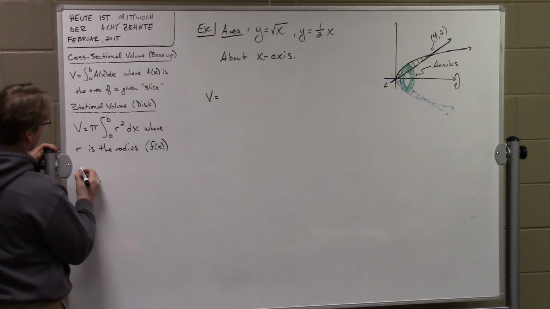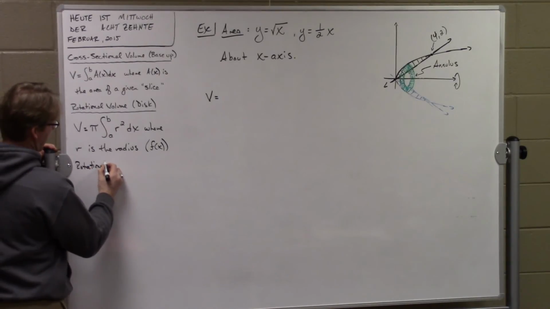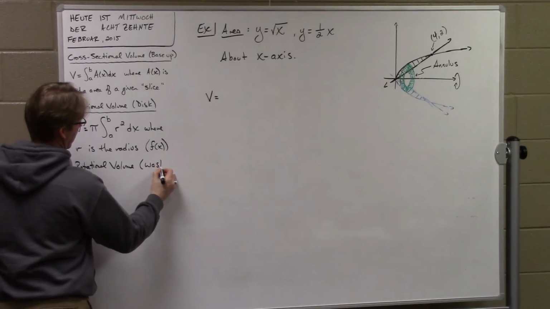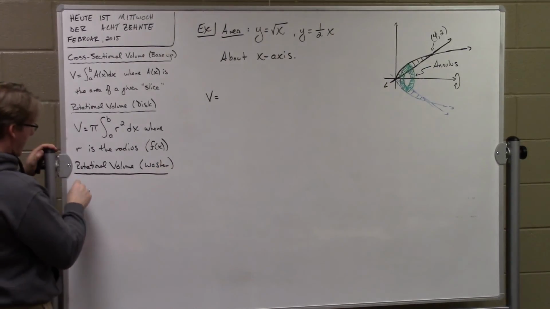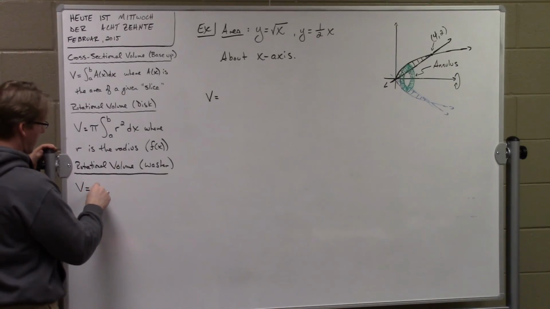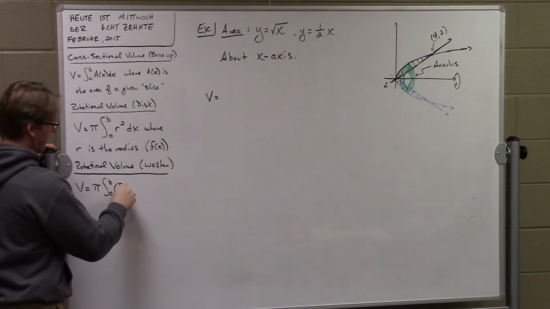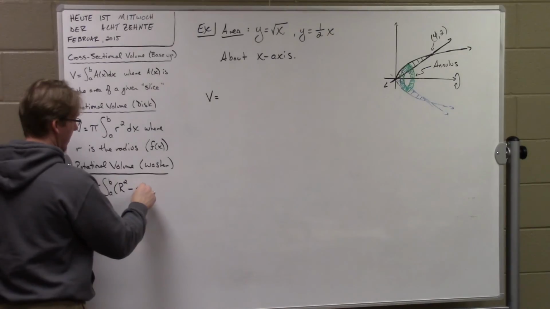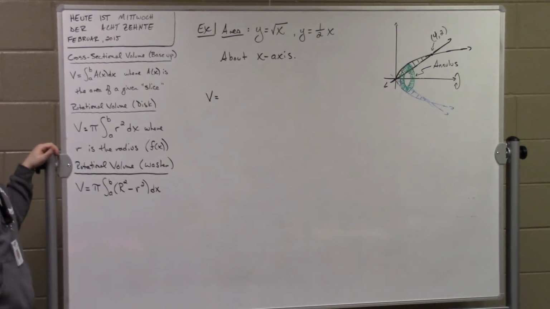Let me pause here then to write our rotational volume with washer, okay? We write it this way usually, pi integral from A to B, outside radius squared, I'll use a big R for that, minus inside radius squared. Okay, so it's basically two disk methods.